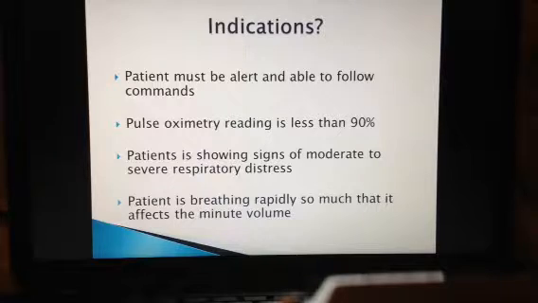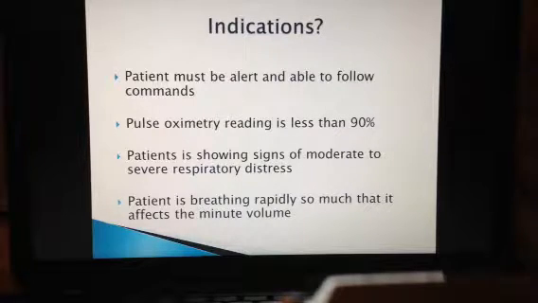Okay, so what type of people are going to receive CPAP? Patients that are going to receive CPAP must be alert and able to follow your simple commands. So if you say to them, like, are you doing okay? Shake your head yes or no.